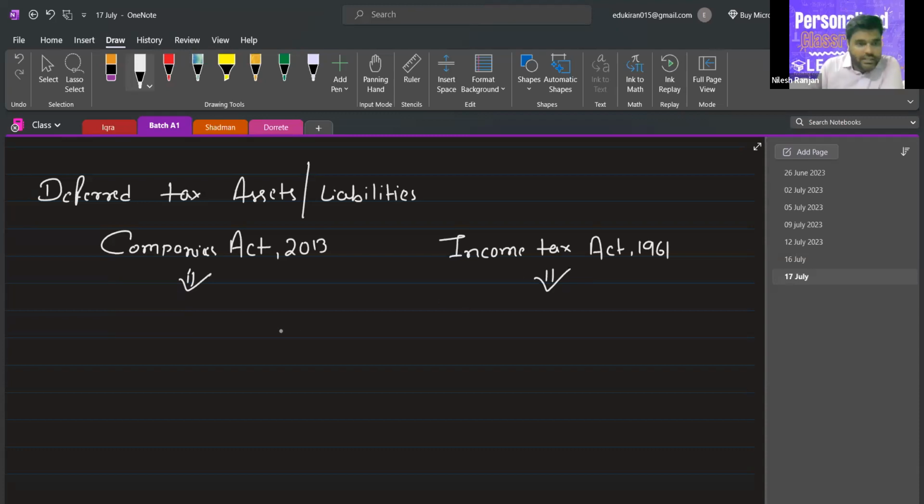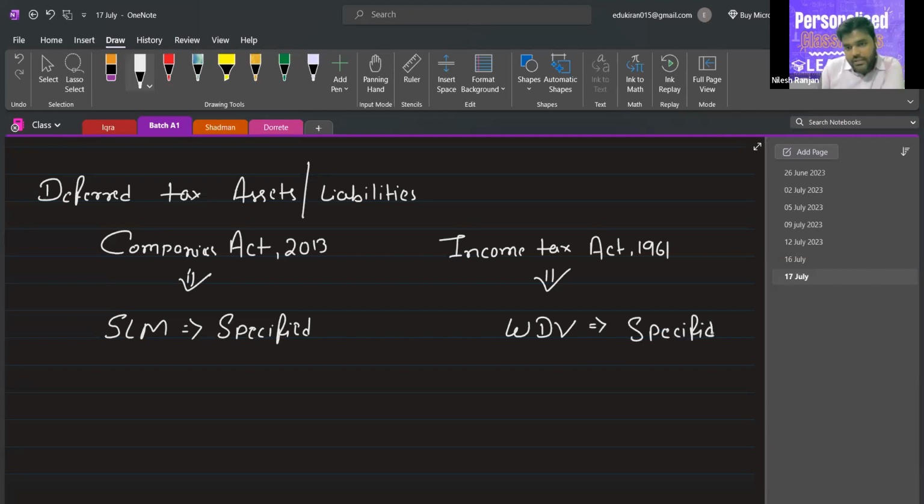Like depreciation. The Companies Act tells us to charge depreciation on the SLM method. However, the Income Tax Act tells us to charge depreciation on the WDV method. And the rate is also specified in the Companies Act, and the same rate is specified in the Income Tax Act also. So like this, there are different provisions which are not similar in these two acts.